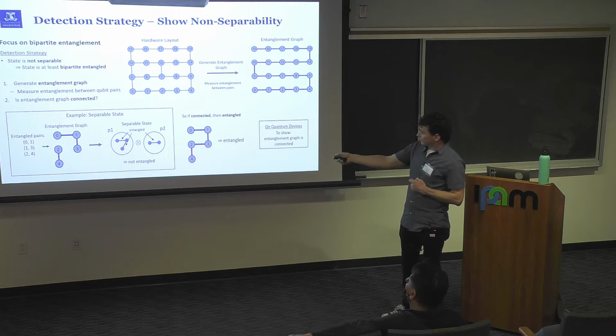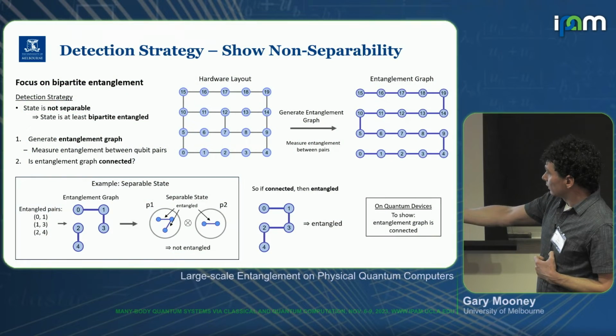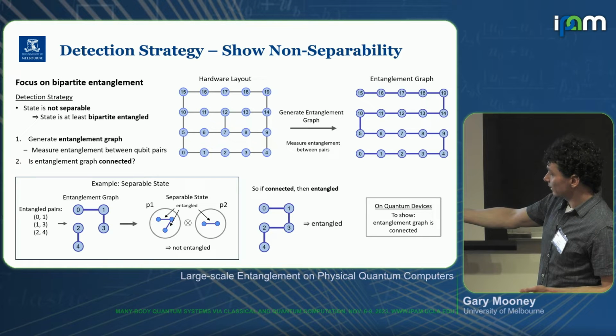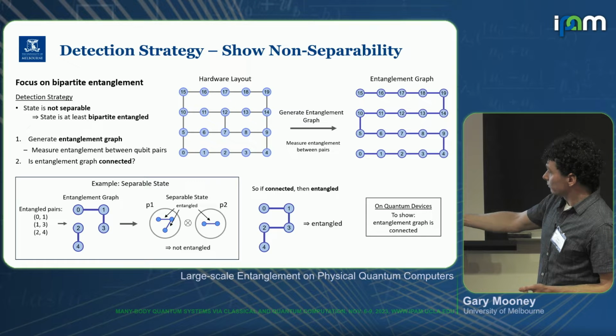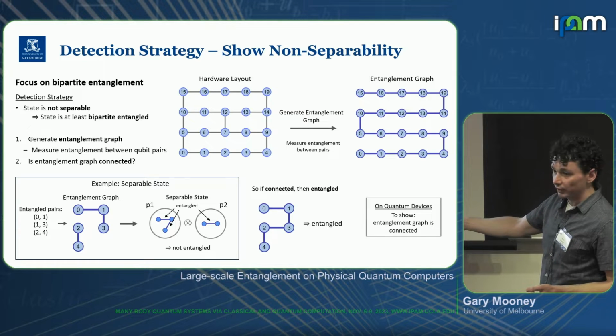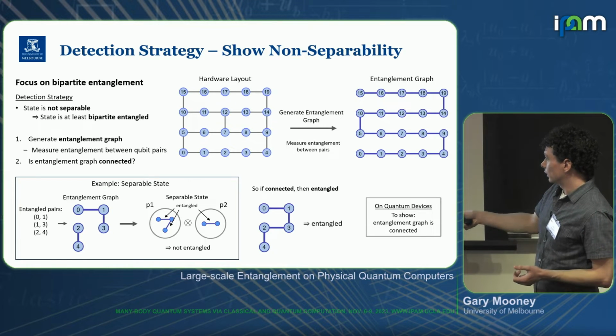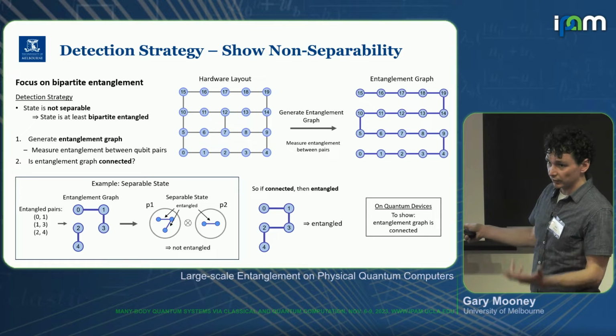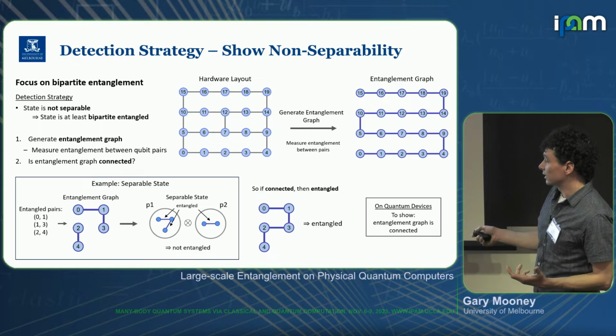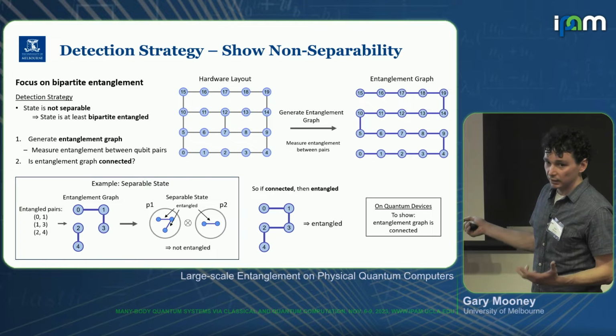As an example, you've got this 5-qubit device. Imagine we've only detected entanglement between these pairs, and so we can draw this line here. But because there's no entanglement between here, we can separate it, and that implies that it's not entangled, because it's separable. And so if we can show that it is connected after generating our entanglement graph, then that implies that the device is entangled.